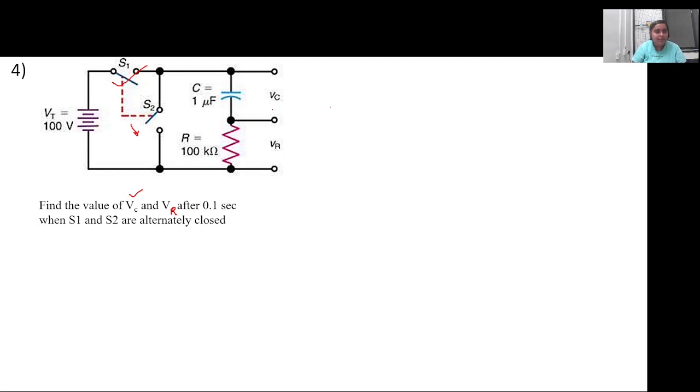Initially the capacitors are uncharged, so VC is 0. Can you tell me how to solve this? Initially both of them are open and the circuit is not functioning, so VC is also 0 at time t equal to 0. At exactly time t equal to 0, this particular S1 has been closed. So now the circuit looks like this.